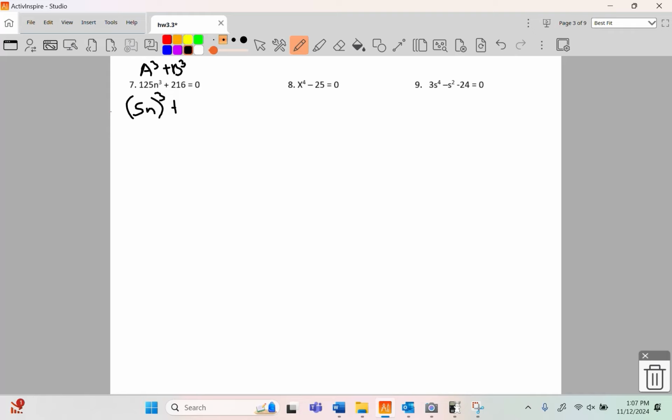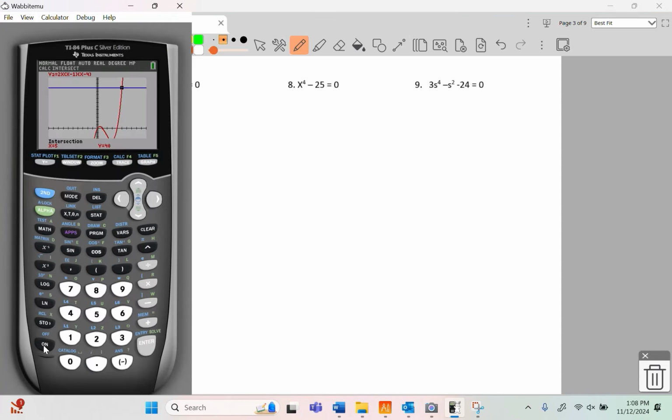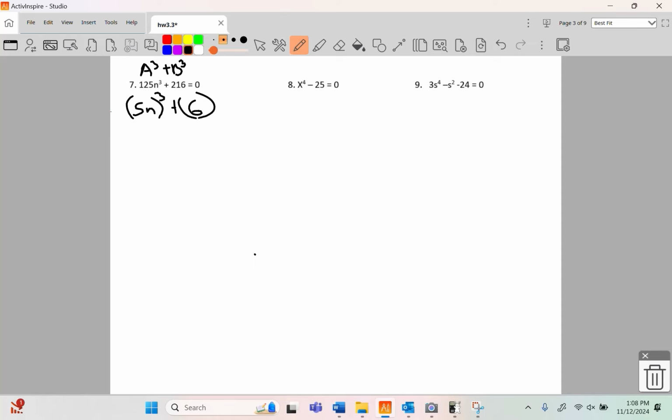Anybody happen to know the cube root of 216? Push buttons in the calculator. How do you do that in the calculator? What do you raise it to? What power? The third power. We had that lesson yesterday. 216 to the 1/3. 6. Plus 6 cubed.